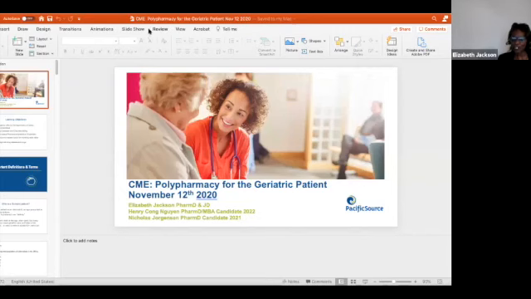So first, let's start off with our learning objectives. Our learning objectives today will be to learn iatrogenic effects of some of the commonly prescribed drugs. We will also learn about prescribing cascade and deprescribing. We will also learn about pharmacokinetic and pharmacodynamic properties of some of the drugs. And we will discuss evidence-based tools for working with older adults.